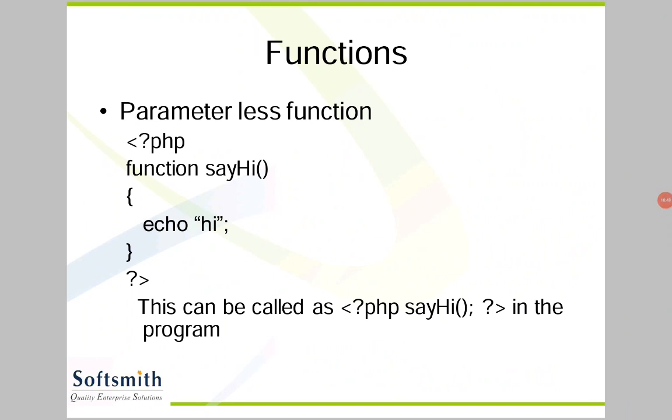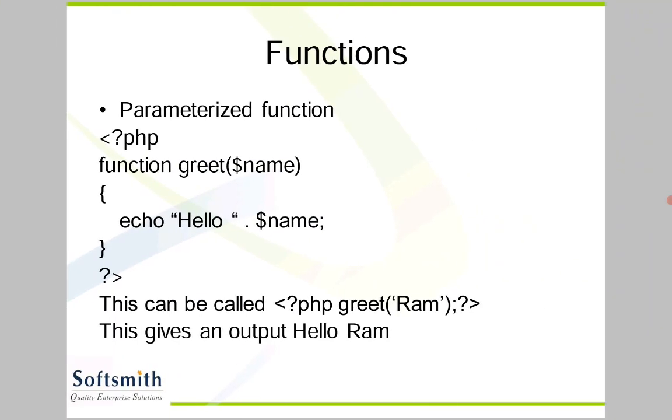This is a simple example of creating functions in PHP. The code is like this: less than question mark PHP, function sayHi, bracket open, echo. What is echo? Echo is a standard output function like the printf function in C language, used to display something on the screen. Then bracket close and question mark greater than. So this is the simple syntax used to create a function in PHP.